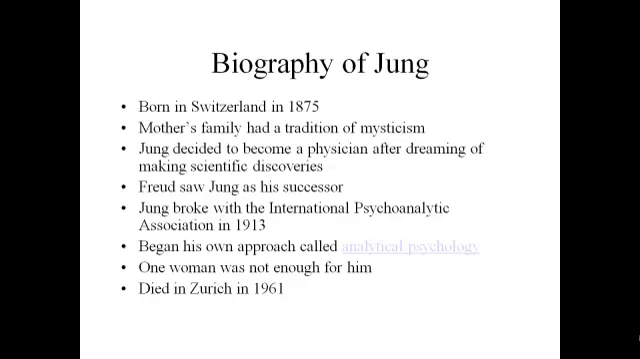So again, the approach that he formed was called analytical psychology. Let's say one woman was not enough for him. He had a long-term affair with another woman, but according to Jung, that is normal and reasonable because, again, of the idea of opposites. In other words, his wife and the other woman, so to speak, represented, satisfying opposite aspects of him. At least that's how he could certainly justify it. And he died in 1961.